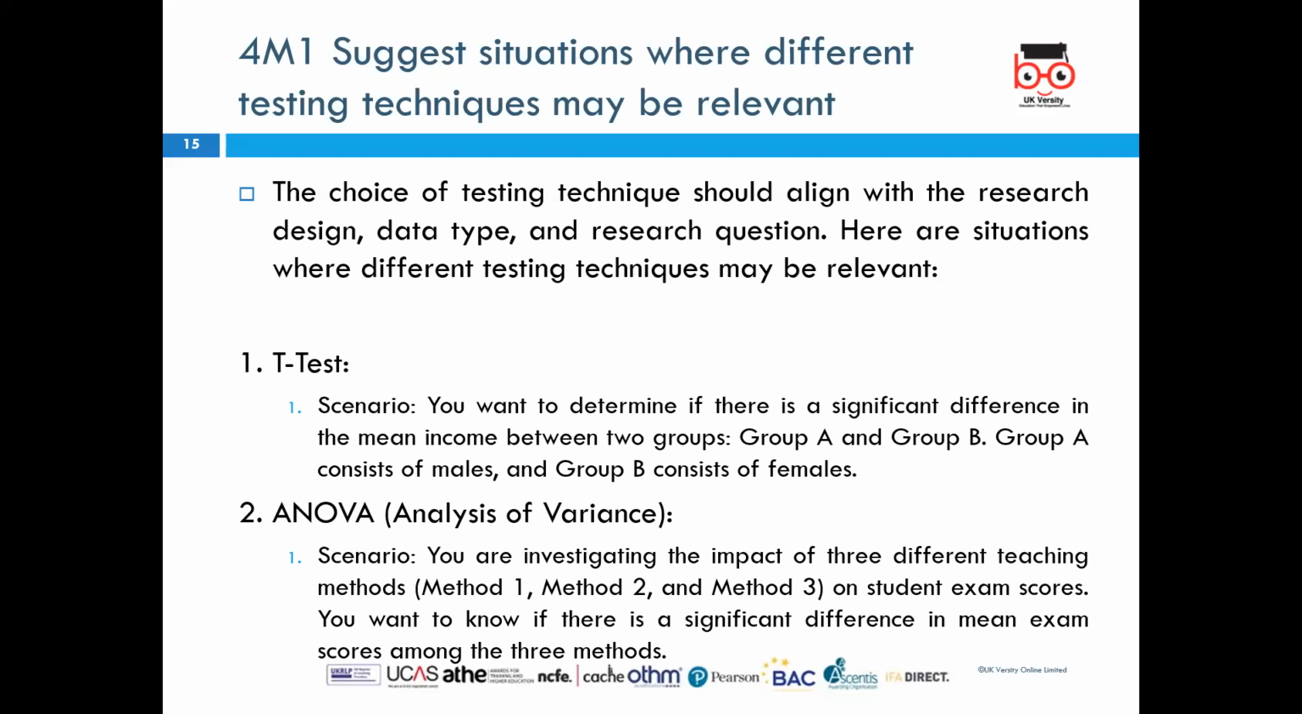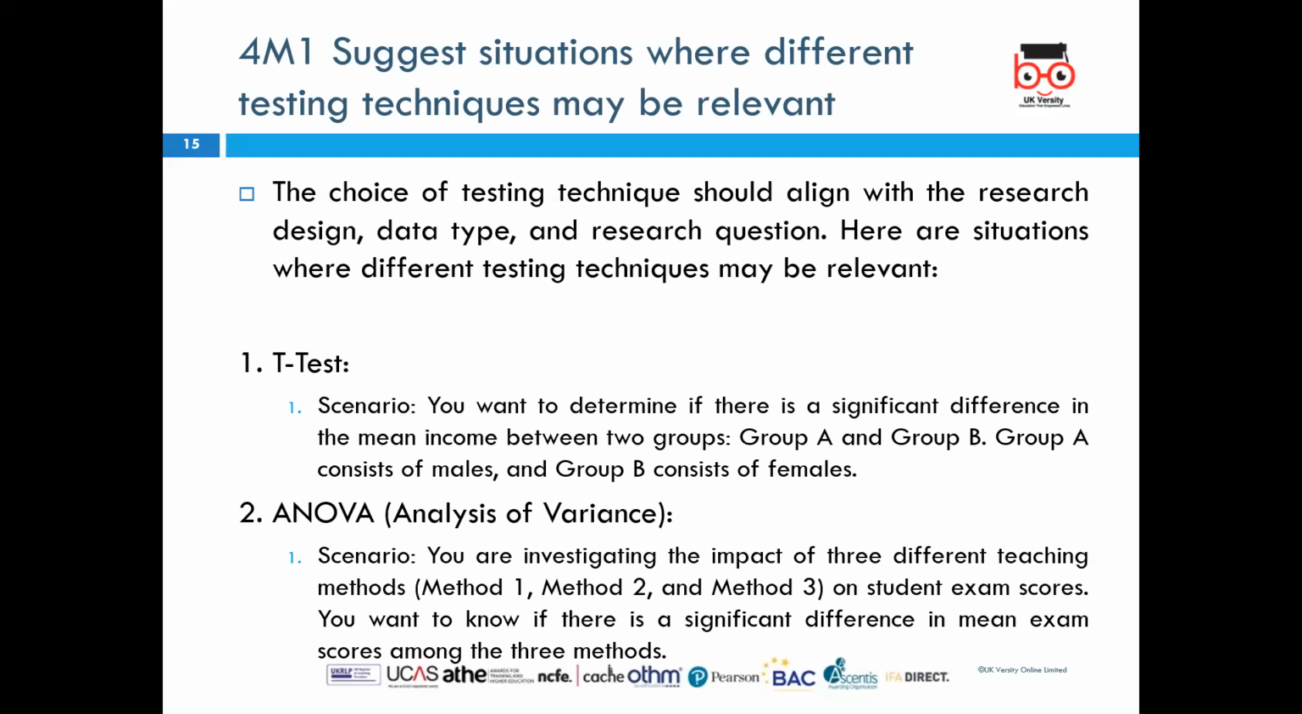Now we look into the merit criteria for this learning outcome. So this suggests situations where different testing techniques may be relevant. So here again, we list out the different situations where the different statistical techniques may be used.